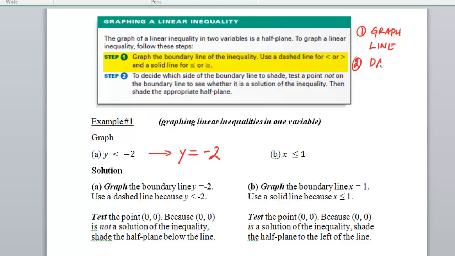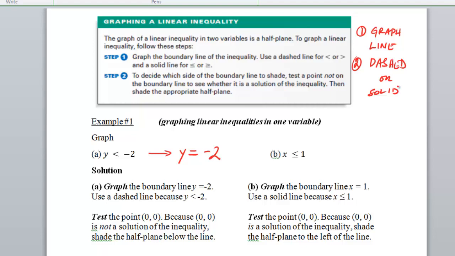So we can say that our second step really is determining whether we are working with a dashed or a solid line. Once you decide to graph y equals -2, then we're going to decide whether we need to graph a dashed or solid line. You can see from sample A, it's a less than sign, but it is not equal to, so we're going to graph a dashed line in this particular case. And so we would move on to the next step after the line is graphed. Now, if we recall from a previous lesson, we talked about what a solution was.